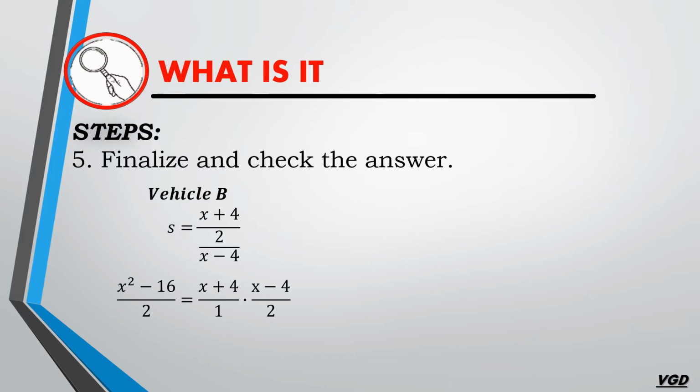So our new equation is (x squared minus 16) over 2 is equal to (x plus 4) over 1 times (x minus 4) over 2. And now let's simplify the right side. So we will be able to multiply numerator to numerator and then denominator to denominator. So we got here the quantity of x plus 4 times the quantity of x minus 4 over 2.